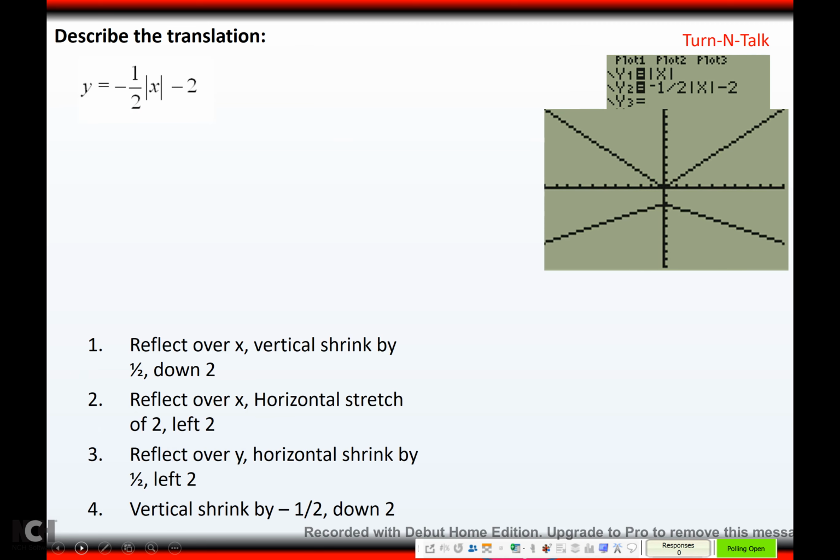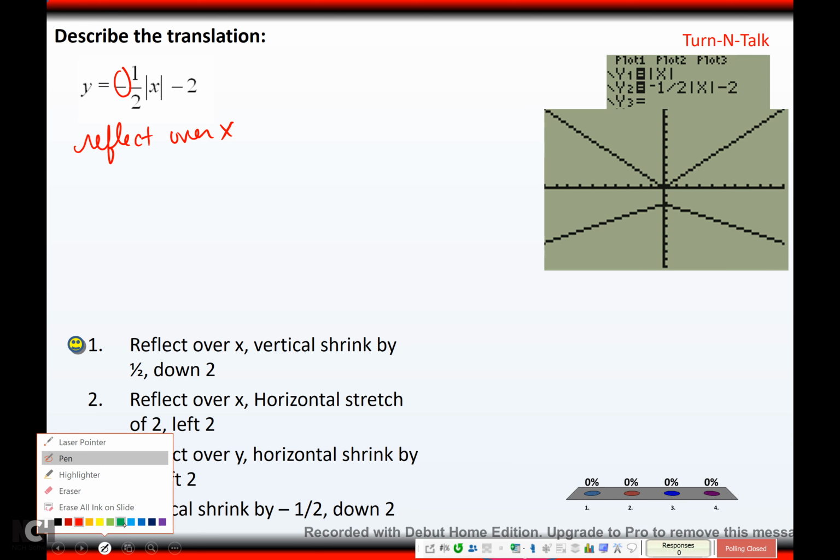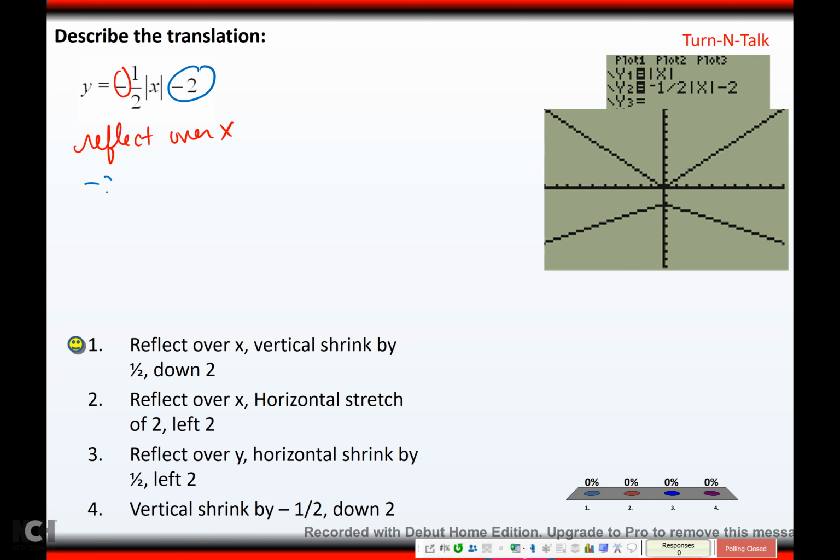Okay, try this one, hit pause, come back when you're ready. And this negative on the outside, that's your reflect over x. This -2 on the outside is going to be down 2. Oh, and then this, the 1/2, sorry, that 1/2 outside is going to be vertical, and outside is normal, so little means shrink, so it's going to be a vertical shrink of 1/2.